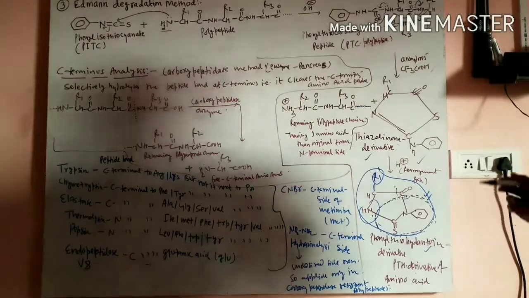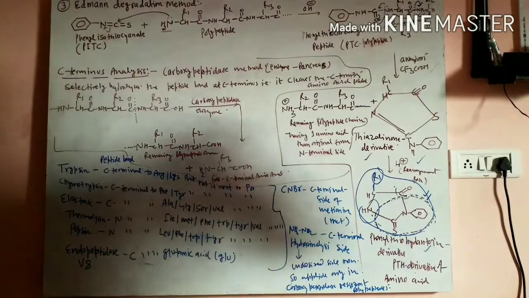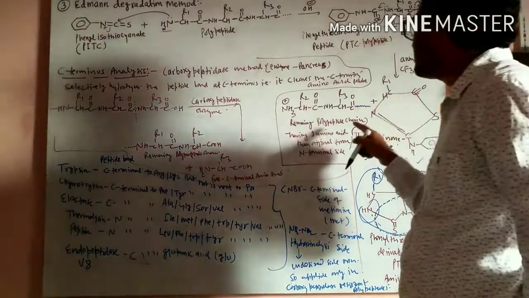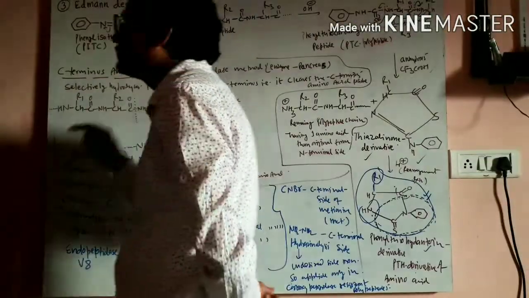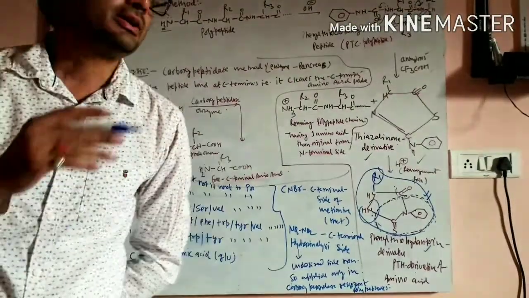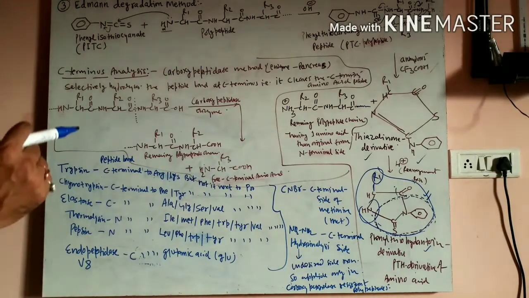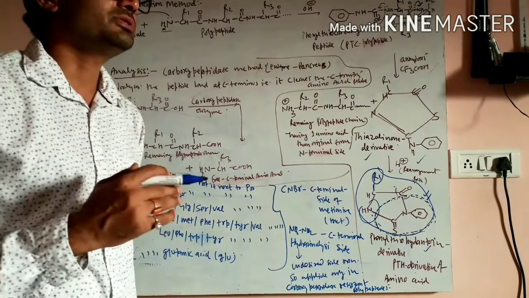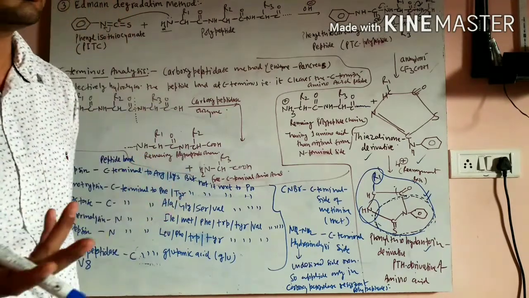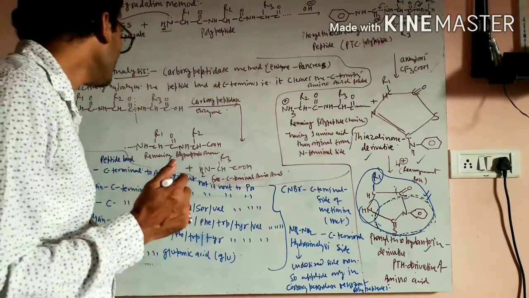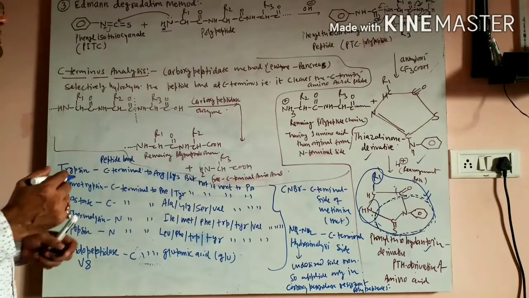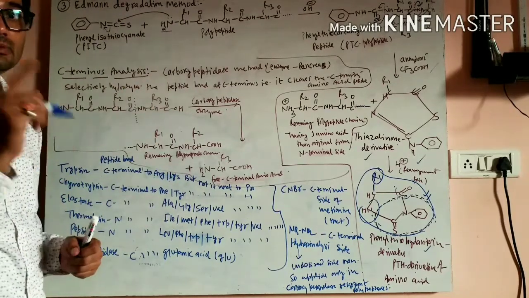And what is the advantage of this method? The advantage is that the remaining polypeptide chain can undergo further degradation, and one by one we can identify the amino acids from the N-terminal side, which amino acid and what its position is. Okay, so this is all about N-terminal analysis.